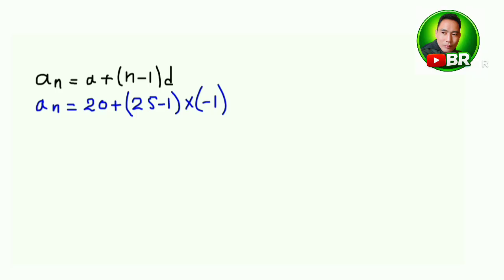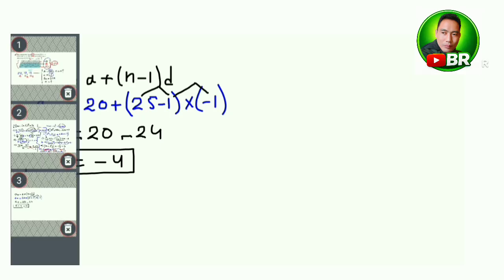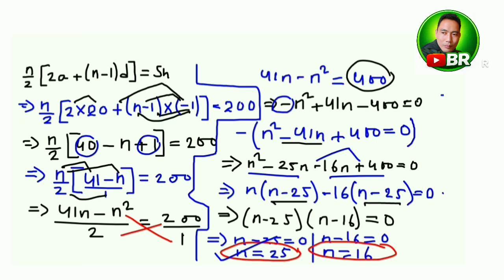Now an equal to 20 plus 25 minus 1, that is 24, into the common difference minus 1, which gives minus 24. Then an equals minus 4. Again, by taking the other value of n, let's find an. The other value of n is 16.